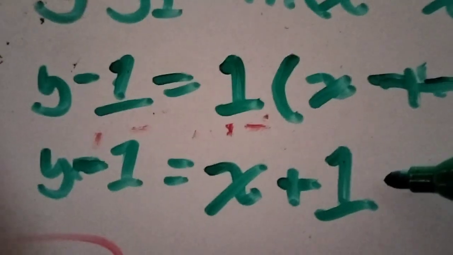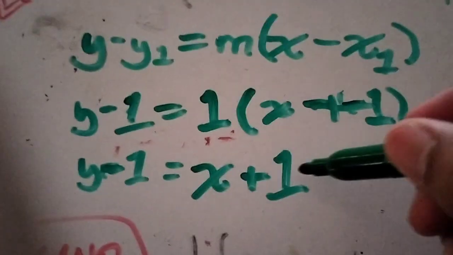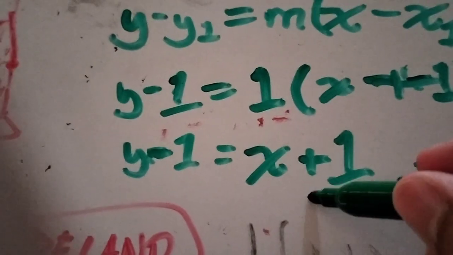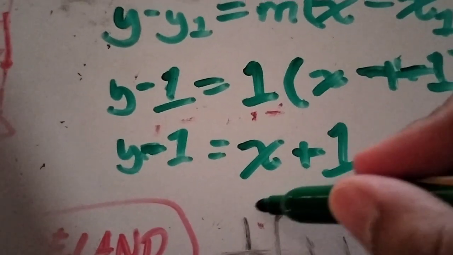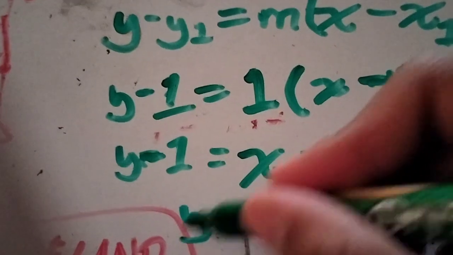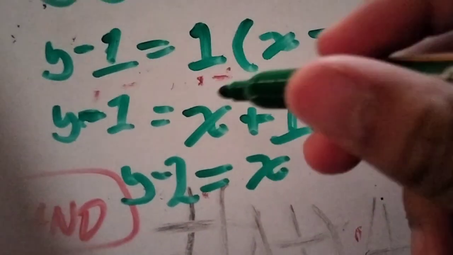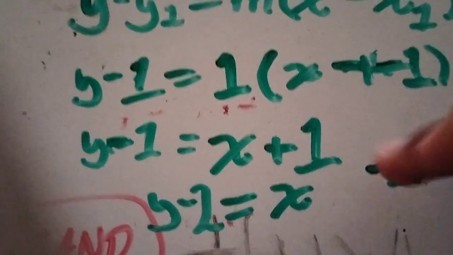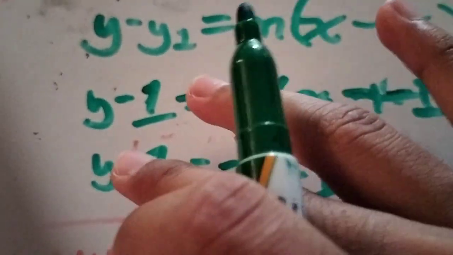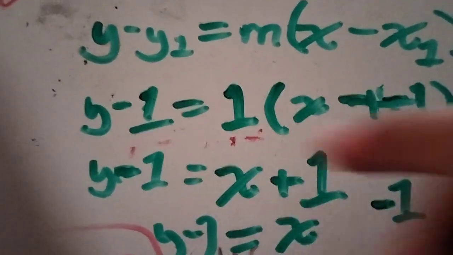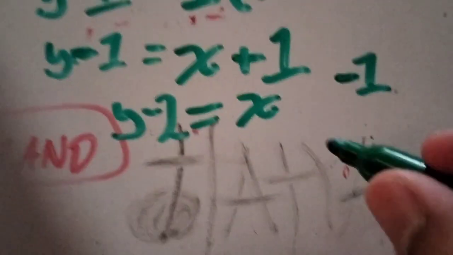Now let's see. If we subtract this 1 so that our equation is just y minus 2, because I'm going to subtract 1 from both sides. This takes away the 1 from here and takes another 1 away from here, so instead of -1, -1 minus 1 would be -2. So y minus 2 equals x.